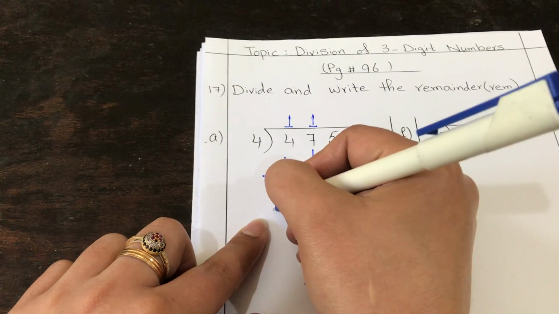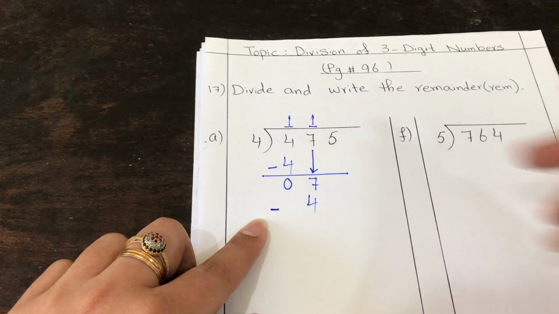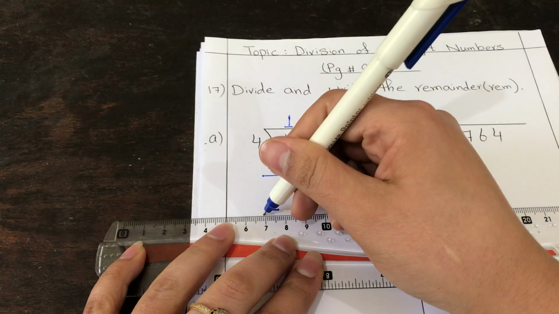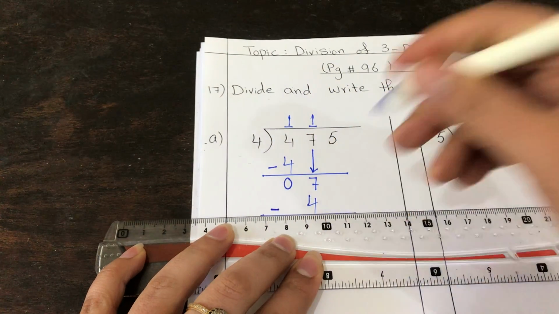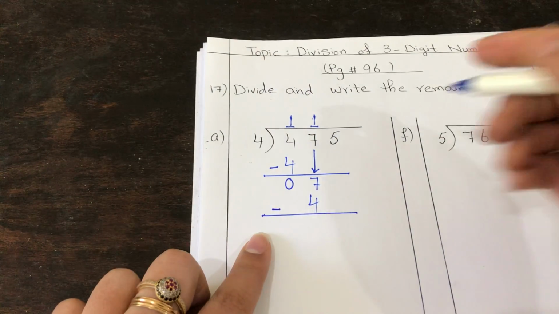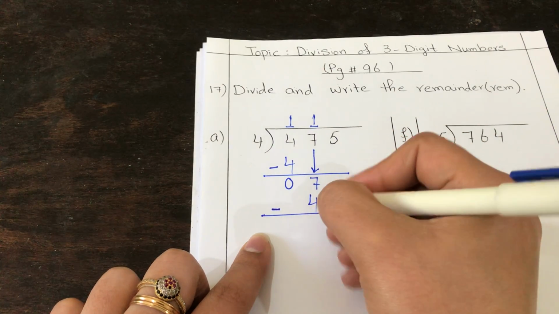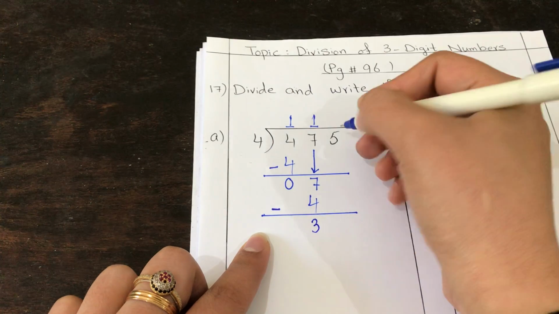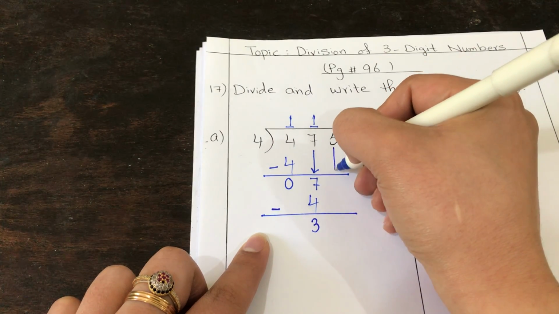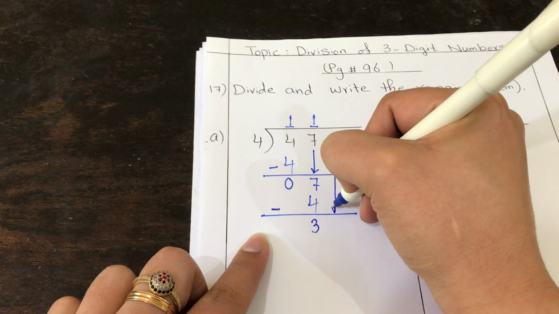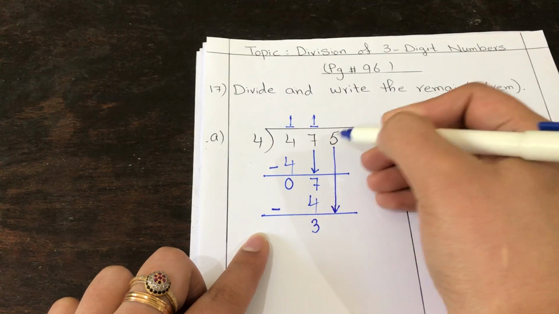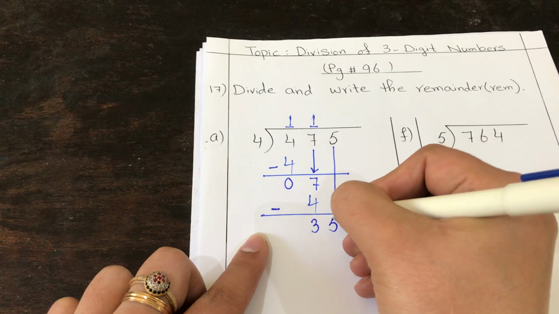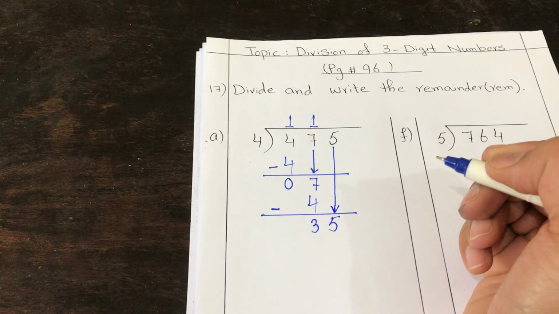Again, write a subtraction sign here. Draw a straight line and subtract 7 minus 4. Yes, 7 minus 4 is 3. Now draw an arrow again and finish it before your line, right? And bring your last digit, that is 5, down, right?